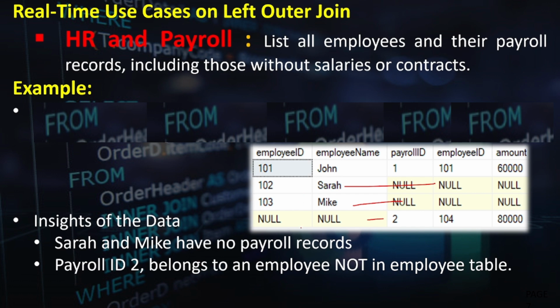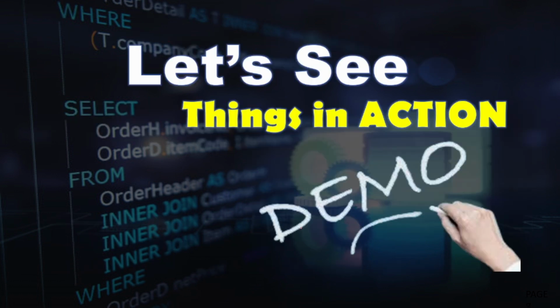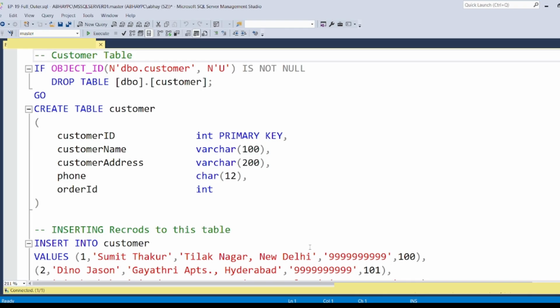So this is one scenario in an HR and payroll department where we can use a full outer join to find the discrepancies. Make sense? Having said that, we have seen many use cases and real-time examples, and we also know a little of how to write a full outer join. Let's go and see these all in action. So I'm going to take you into SQL Server Management Studio. So let's go. I am in SQL Server Management Studio, and I have written queries and scripts for you to save time.